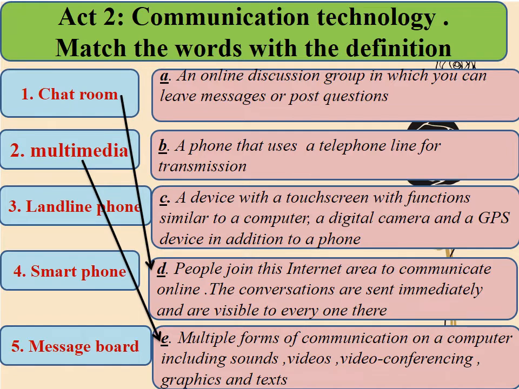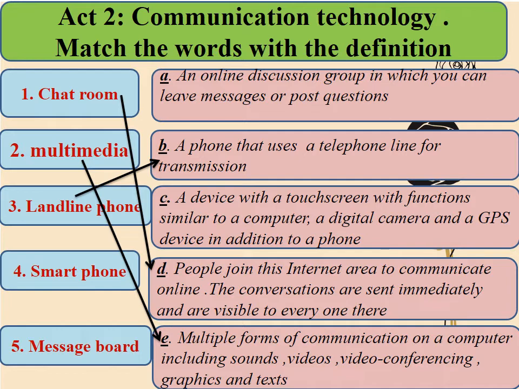Number three, landline phone. Landline phone, land là mặt đất, đúng không? Tức là điện thoại mà mặt đất thì đó là gì? A phone that uses a telephone line. Okay, sử dụng đường truyền telephone, tức là telephone là điện thoại để bàn. Okay, for transmission.